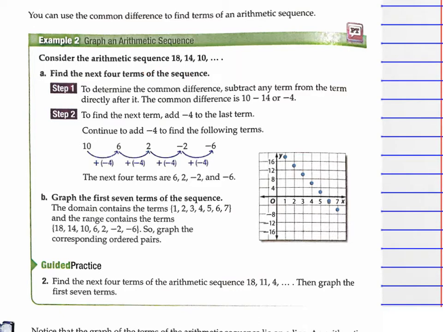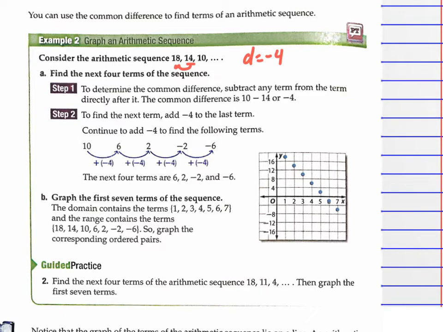Again, let's begin by stating, now they show all the work here, but if I were doing this on my piece of paper, I would begin by looking at 14 take away 18, that is -4. And again, verify that it's common. 10 take away 14, that's also a -4. So my common difference is -4. Now what does that really mean? That 18 take away 4, that's 14, take away 4, that's 10. And they want you to find the next 4 terms, okay?